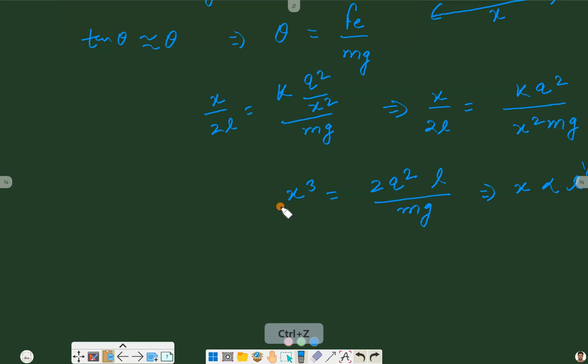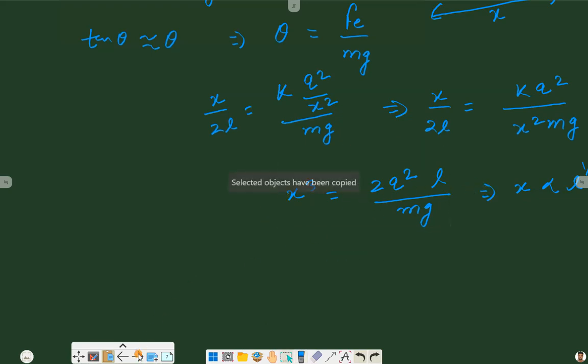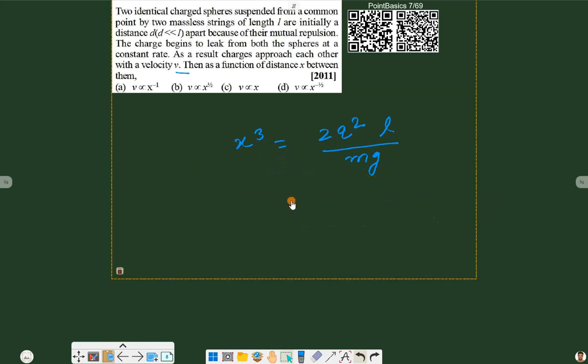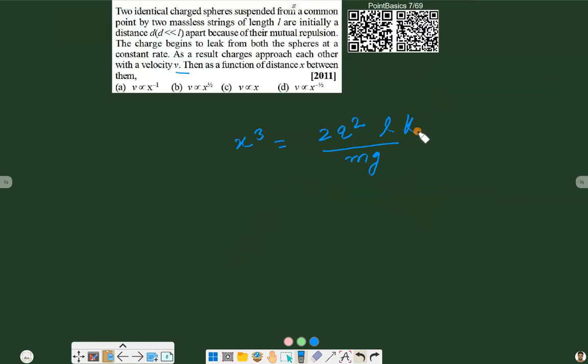We will copy this and paste. So from this we can use this relation. I think we missed k here. Yes, we missed k here. So here will be k. So k will also be there.